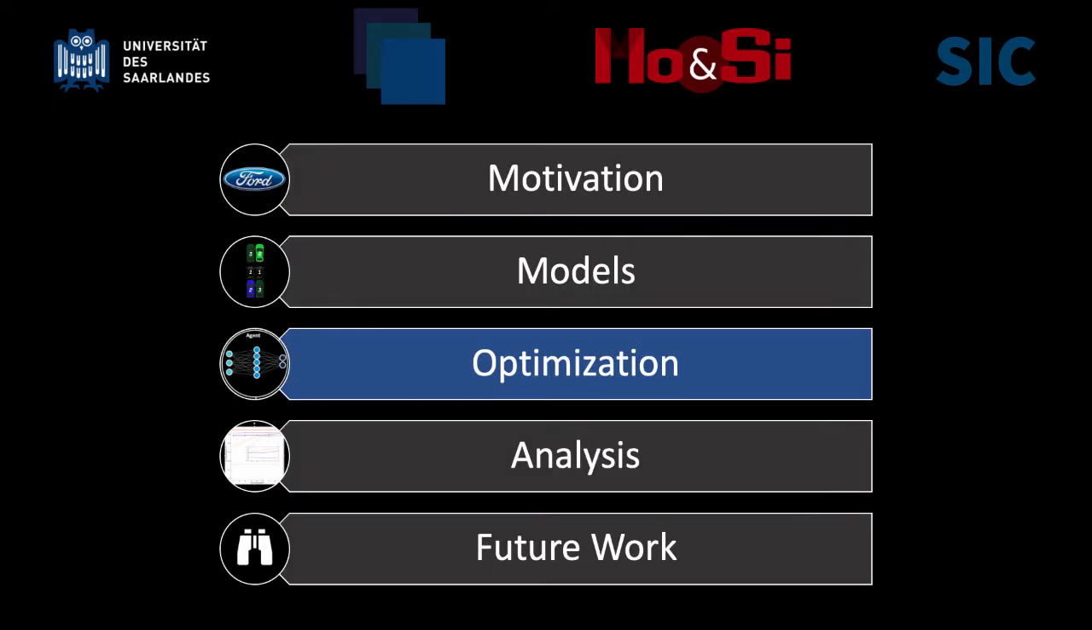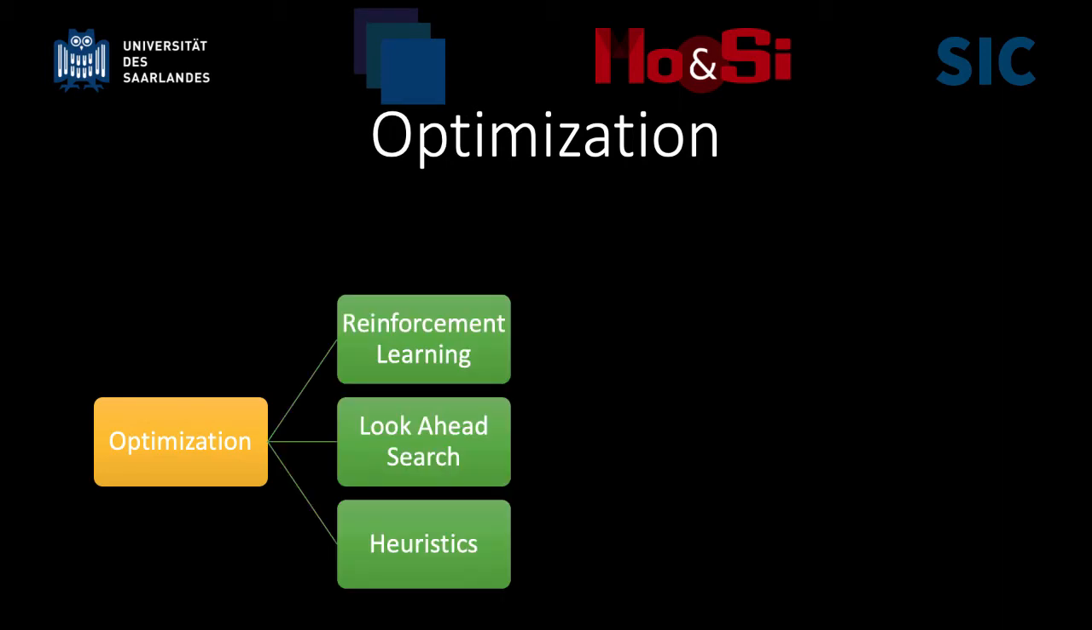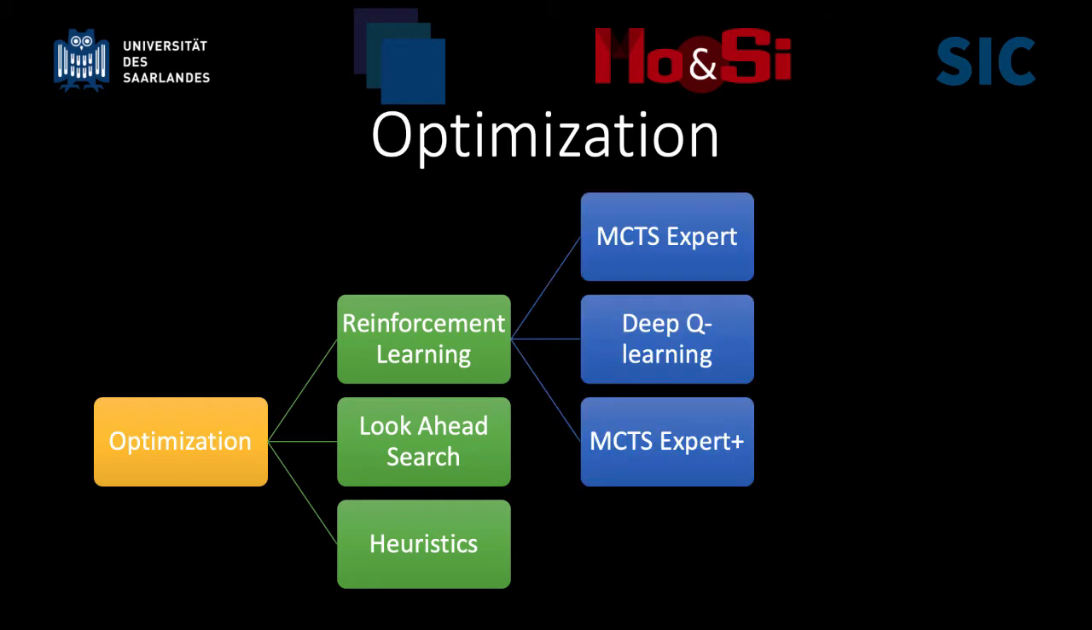Now that you have seen both of our models, let's have a look at the optimization. We use three different optimization techniques: reinforcement learning, a look-ahead search that approximates optimal decisions, and decisions based on heuristics. For deep reinforcement learning, we make use of deep Q-learning and algorithms we call Monte Carlo Research Expert and Monte Carlo Research Expert Plus. Before going into detail about the algorithms, let's have a short look at the general principle of reinforcement learning.